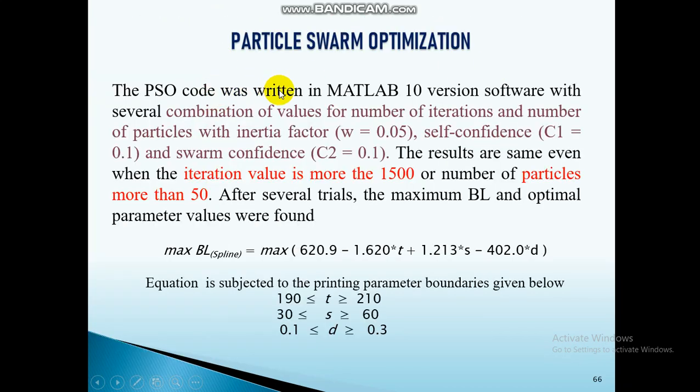So the PSO code was written in MATLAB software with several combinations of values, iteration values, as well as random particles, with an inertia factor of 0.05, self-confidence of 0.1, and swarm confidence of 0.1. The results are the same even if I increase the iterations beyond 1500, or if I increase the particle value beyond 50. I get the same answer.